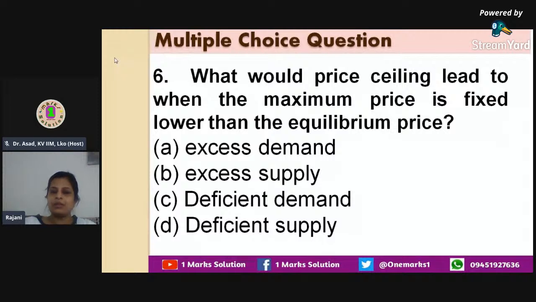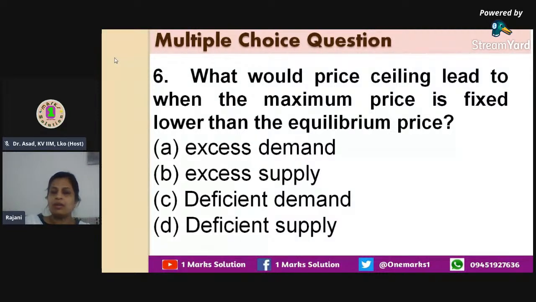I hope you can guess the answer, whether it is excess demand. At the equilibrium price there is no excess and no deficiency, so both are equal. There is a positive relationship between price and quantity supplied, and a negative relationship between price and quantity demanded. So whenever the price is fixed lower than the equilibrium price, there should be excess demand. You may feel there is also deficient supply, since the price is fixed below the equilibrium price.